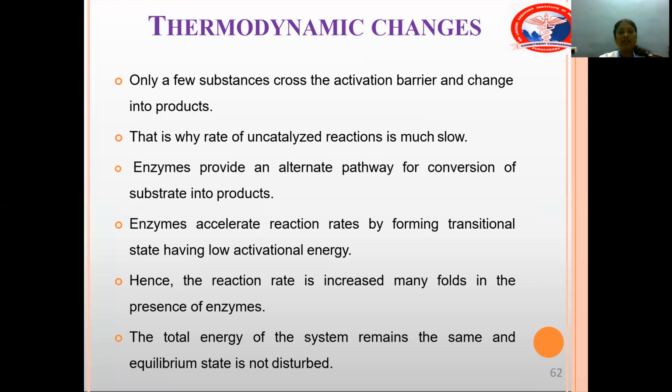They accelerate the rate of the reaction by forming a transition state which has a lower activation energy or activation barrier as compared to the uncatalyzed reaction. Hence, the reaction rate is increased many-fold in the presence of the enzyme. But the total energy remains the same and the equilibrium state is not disturbed.